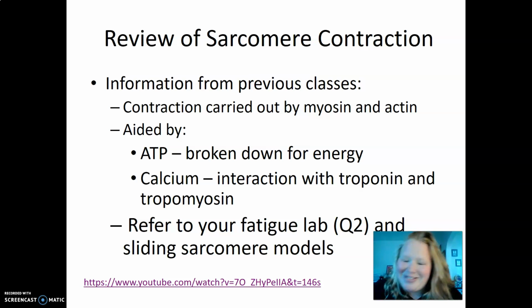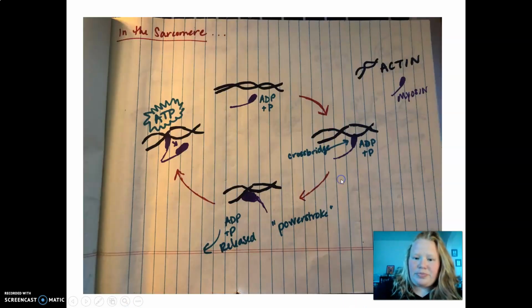We didn't get to make those sliding filament models because that was supposed to happen on Friday when we didn't have school. But refer to your fatigue lab, refer to your notes, refer to videos that we've watched in class to help you out with that. And we're just going to review it right now too. There's a link at the bottom of this slide that I'm going to put on Haiku that is an extra 4.5-minute video about the cross bridge and myosin attaching to actin that might be helpful for you, so feel free to watch that. I'm not assigning it, but if you feel like you need some extra support.